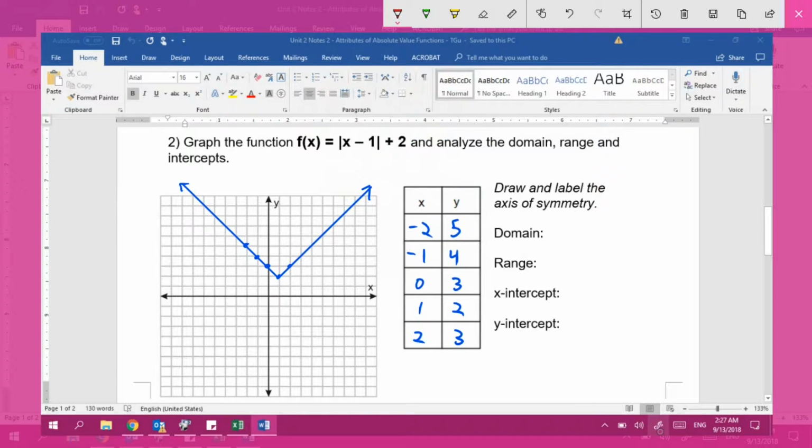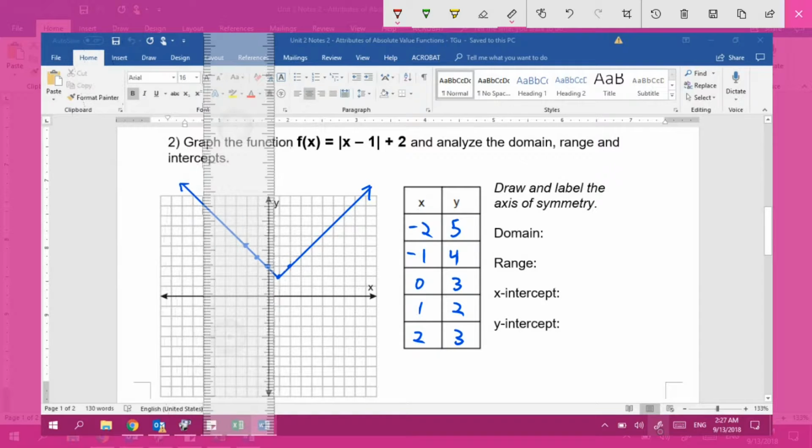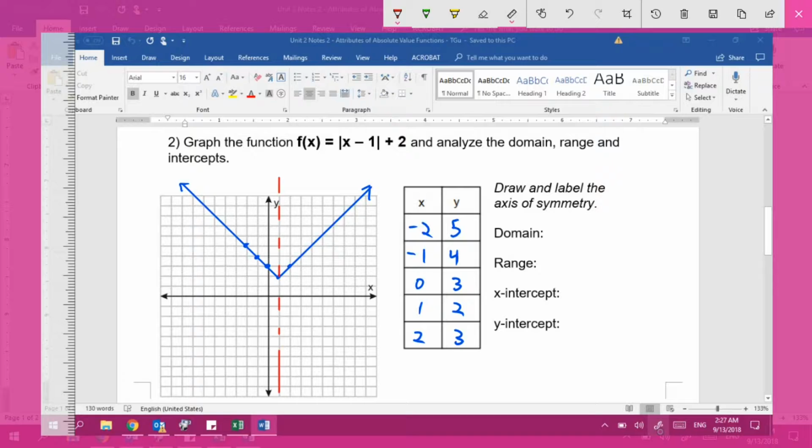So which line makes this a mirror image? That's going to be right here. That's my axis of symmetry. And what is the equation for this line? It's going to be x equals 1. Now for the domain, once again, it's going to go from negative infinity to positive infinity. The range, what's the very lowest point? It's positive 2, and it goes up forever to positive infinity.